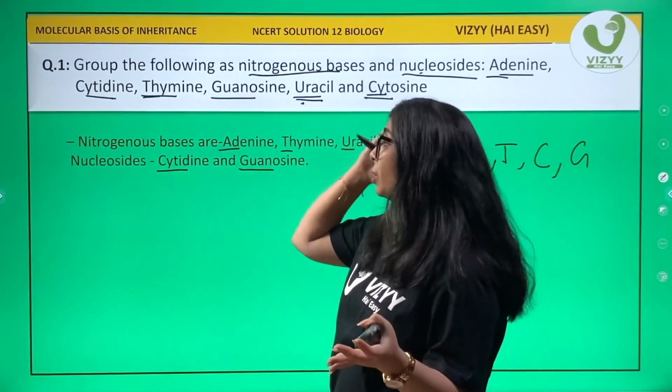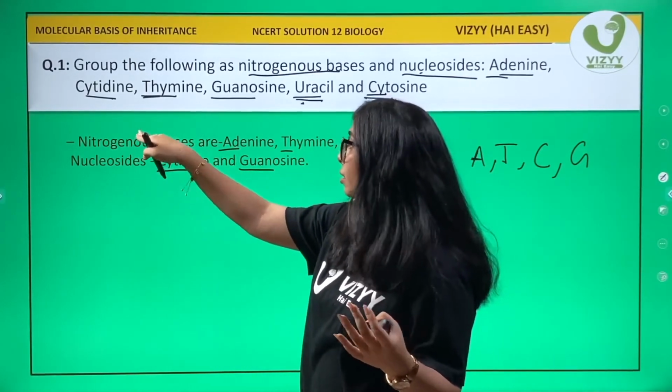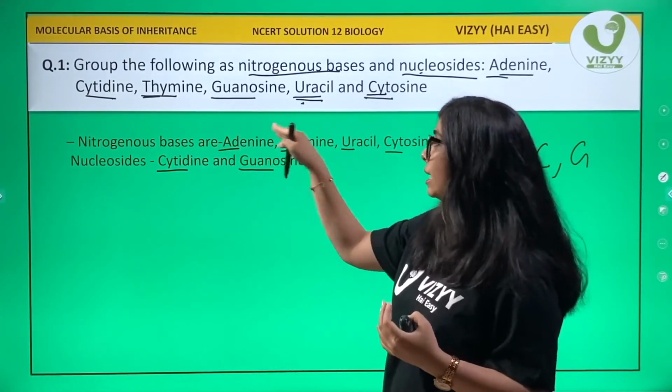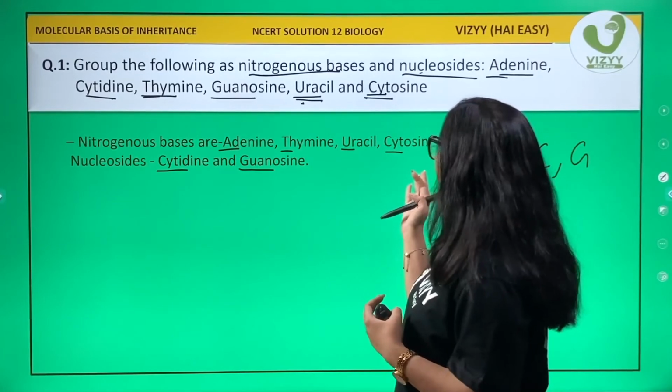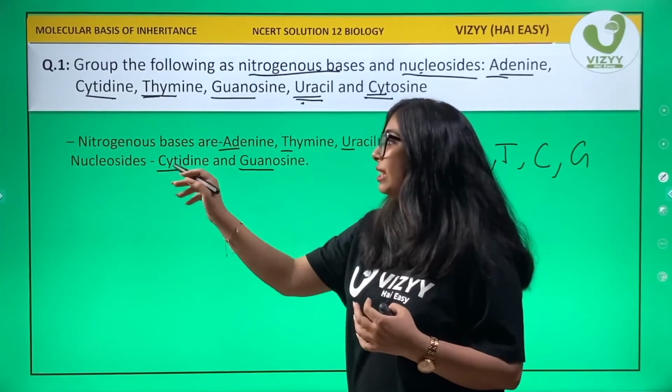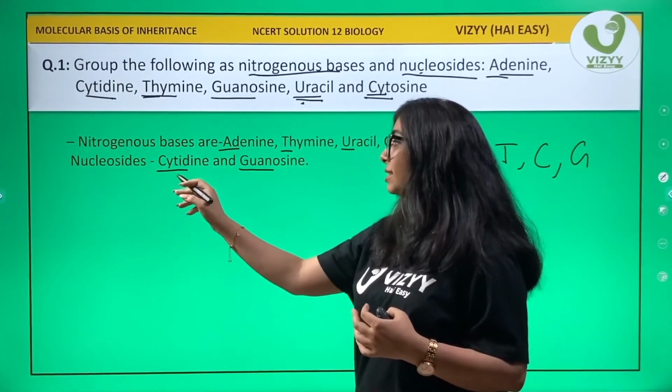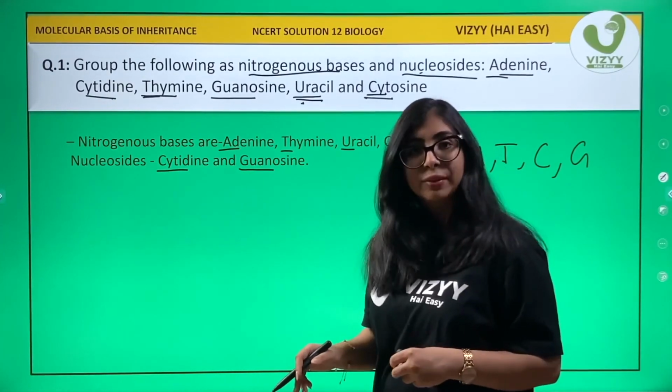Okay students, so here we have got nitrogen bases. So nitrogen bases are adenine, thymine, uracil and cytosine. And nucleosides over here are cytosine and guanosine. Okay students?